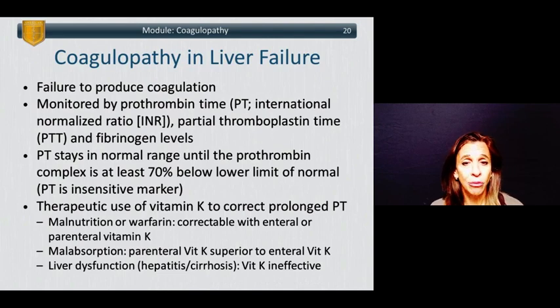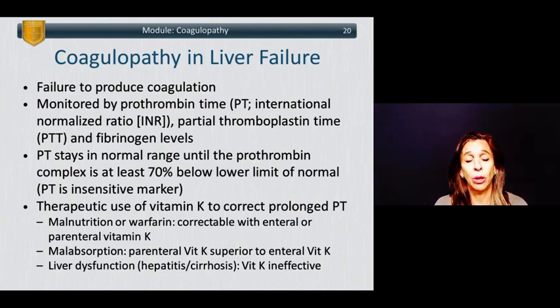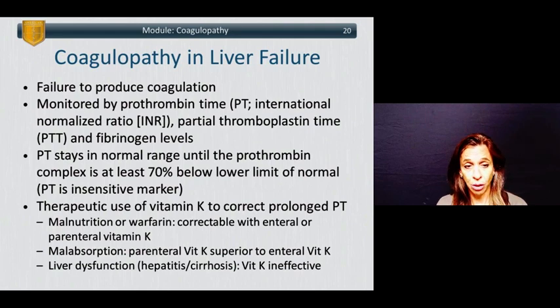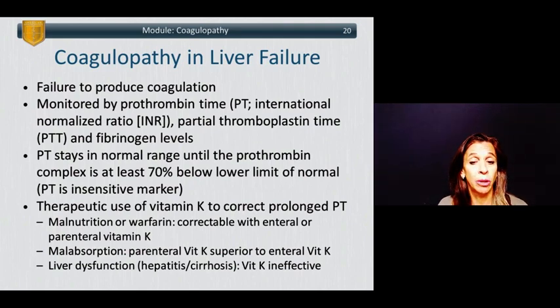So coagulopathy in liver failure is the inability to produce adequate coagulation. One of the best monitors is monitoring the prothrombin time, or the PT, but also using the partial thromboplastin time, or PTT, and fibrinogen levels. The PT typically stays within normal range until the prothrombin complex is at least 70% below the lower limit of normal.